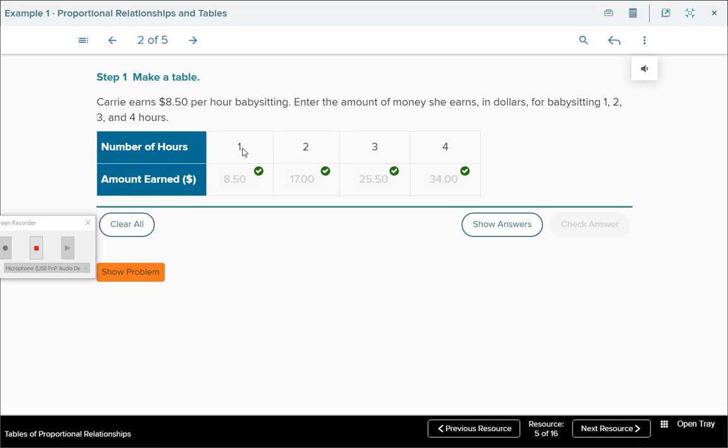So 1 hour would cost $8.50. 2 hours would cost $17. 3 hours would cost $25.50, or she would earn, sorry. 4 hours would earn $34. Does that make sense? Okay. And all we did was put that into a table form, right?